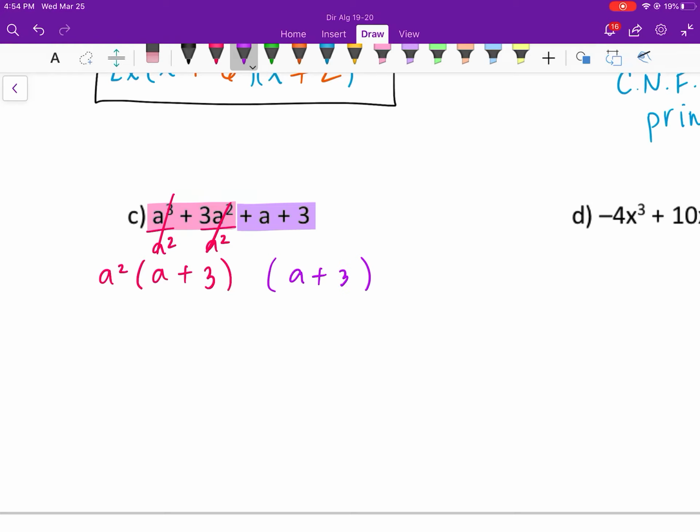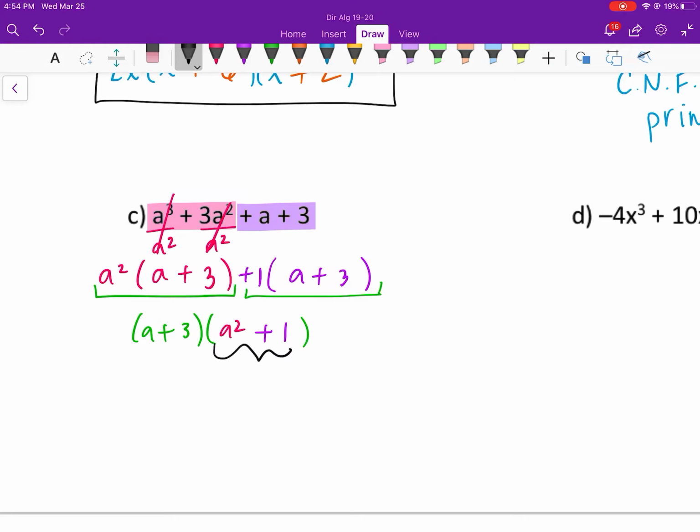So what do we have to take out of there in order to be left with that? Nothing. Or, remember, you can always technically take out a 1. So then from our two groups, our GCF would be that a plus 3, and we are left with the a squared plus 1. Now, after we factor by grouping, we should check for dots again, and this guy makes us think, but remember dots, the D stands for difference. We would need subtraction, which we do not have. So that means we're done factoring.